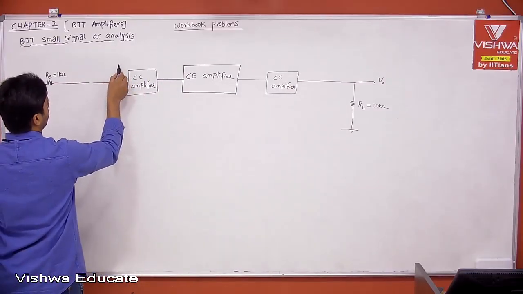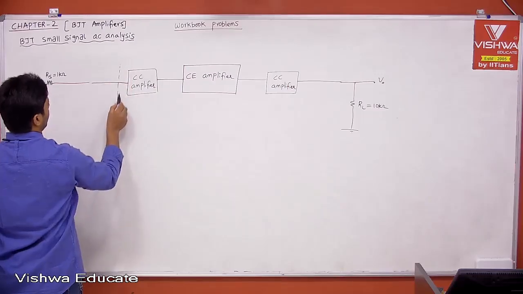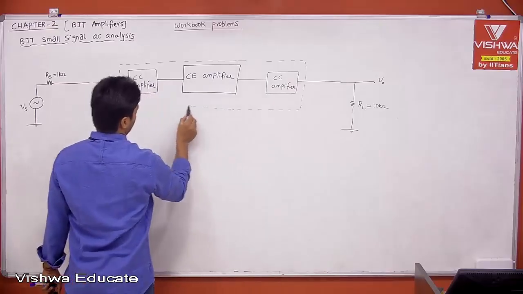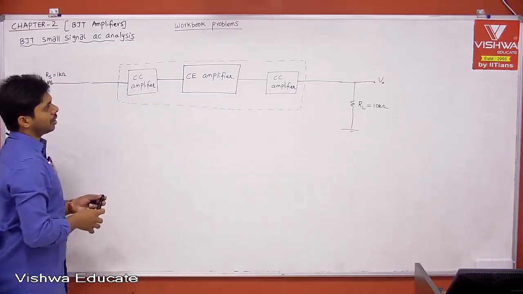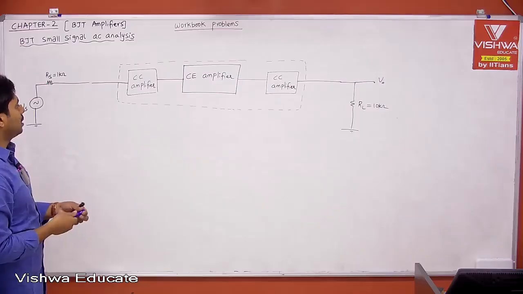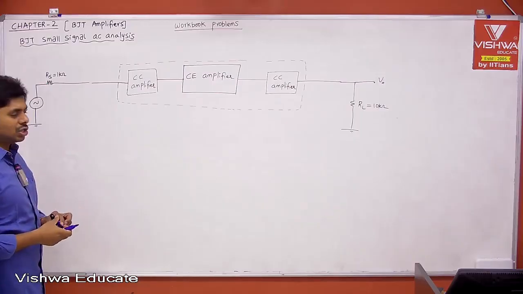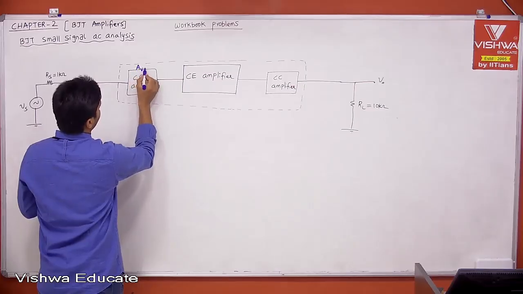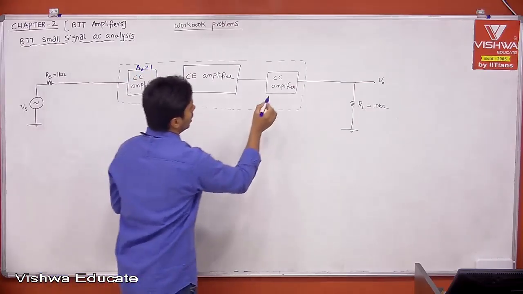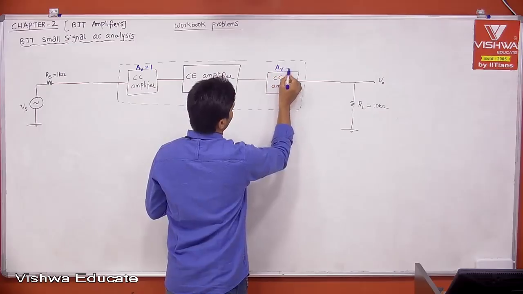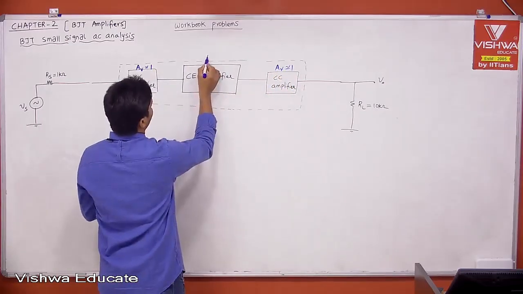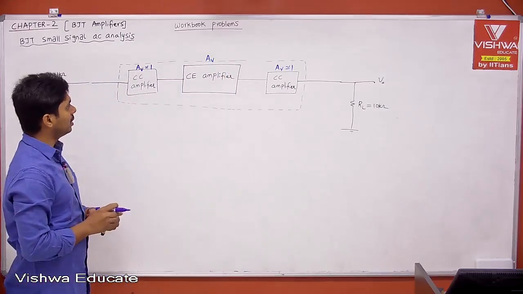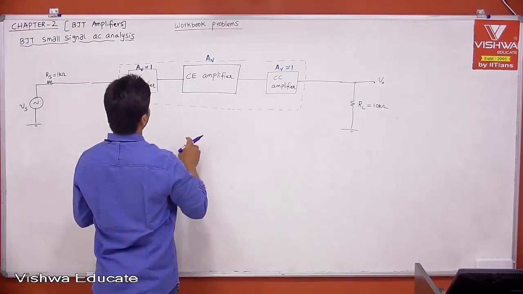Let us say this is our block diagram. Now let us represent the AC parameters that we calculated individually. Therefore, let me take the voltage gain. Voltage gain of the CC amplifier is approximately equal to 1. Voltage gain of the CC amplifier is also approximately equal to 1. And the voltage gain of the CE amplifier, let me take it as AV. That is the voltage gain from your CE amplifier.